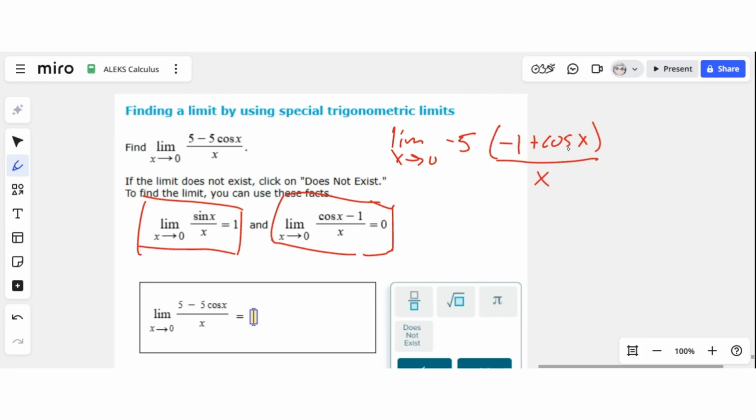Now the reason I did that is because this expression is the same as cosine x minus 1. When I've got a multiplier out here, I can pull it out in front of the limit. So now I have negative 5 times the limit as x approaches 0 of, and I'm going to rewrite the top here, the cosine of x minus 1 over x. That's exactly what this is. So that is 0. This limit is 0. So I've got negative 5 times 0, which is just 0. So that one is done.